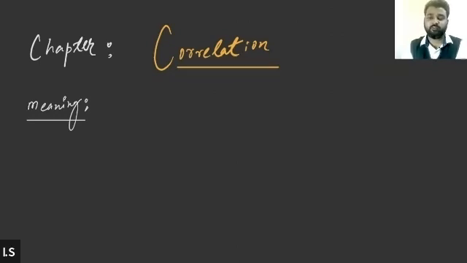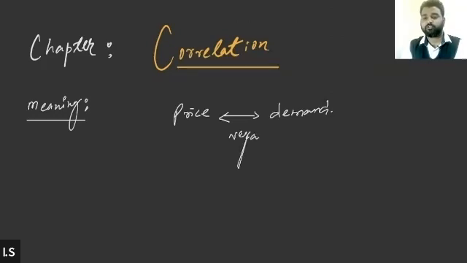Let's suppose we are talking about price and the quantity demanded. Price is one variable, and quantity demanded will be the other variable. So what is the relationship between price and demand? There is a negative relationship between the demand and price of the commodity. As price increases, demand will decrease, and as price decreases, it will lead to an increase in demand of the commodity. So there is a negative relation. By negative, we mean that there is a negative direction to the relationship between price and demand.